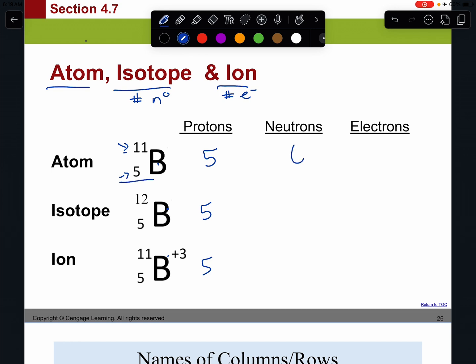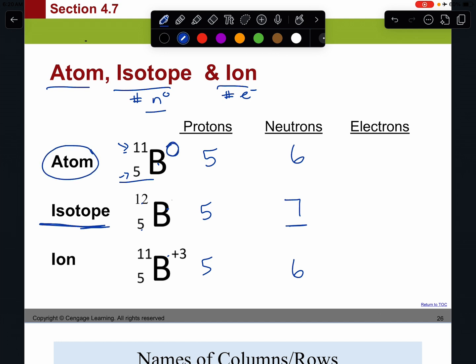So 11 minus 5 gets me 6 neutrons. 12 minus 5 goes ahead and gets me 7 neutrons. And then 11 minus 5 also gets me 6 neutrons. Okay, so the thing that changed was the isotope. That affects the number of neutrons. Now, we're going to go ahead and look at electrons.